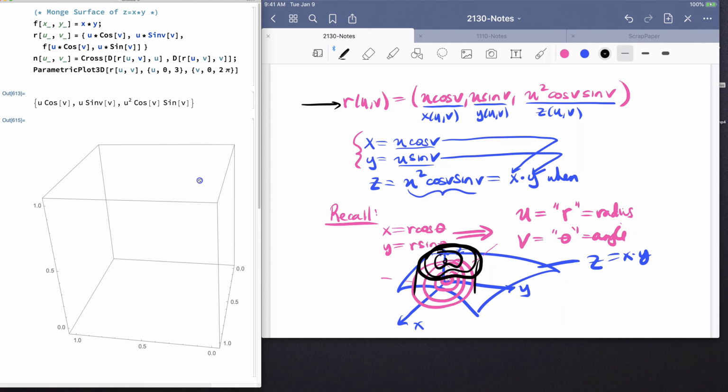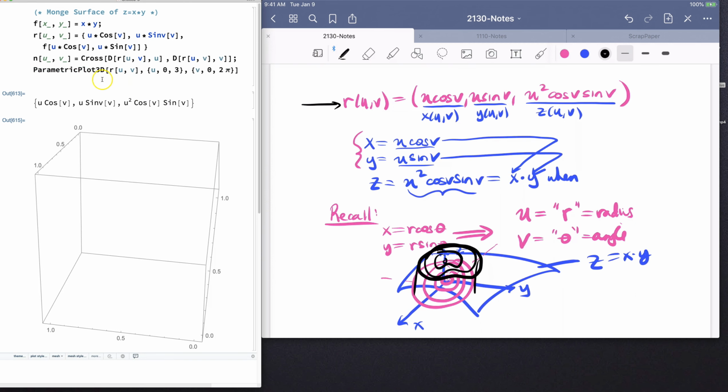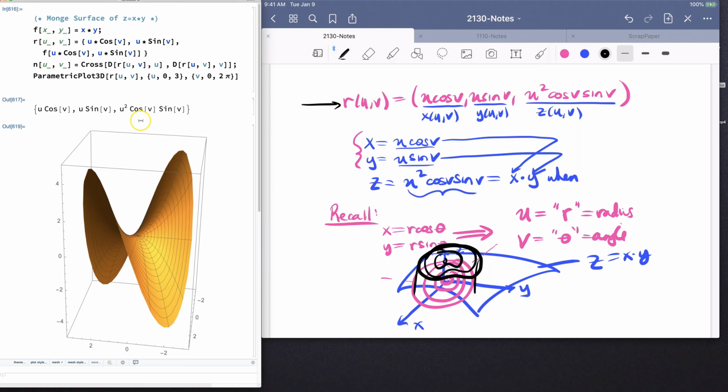Parametric plot 3D. u times cosine of v, u times sine of v, I've got an extra, there we go. So here we have it.